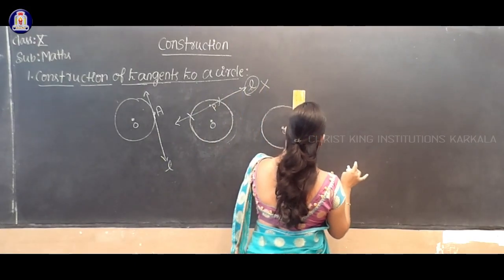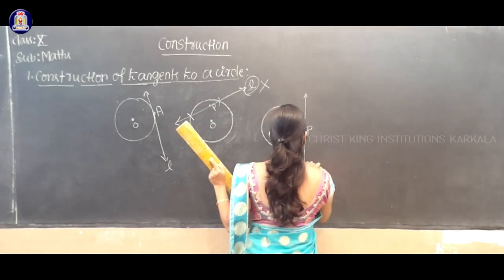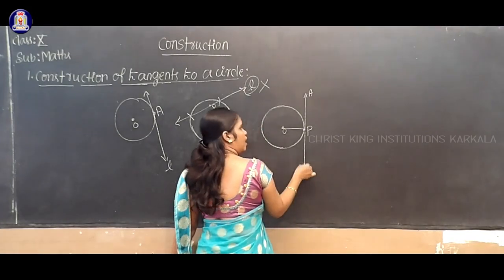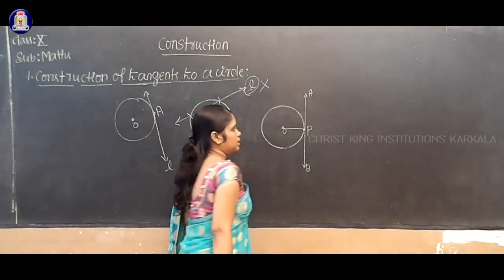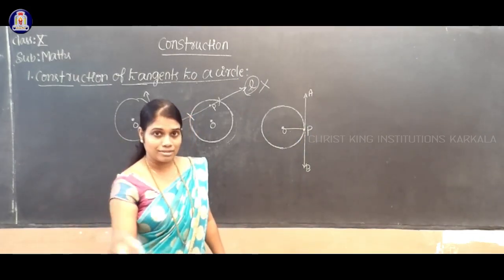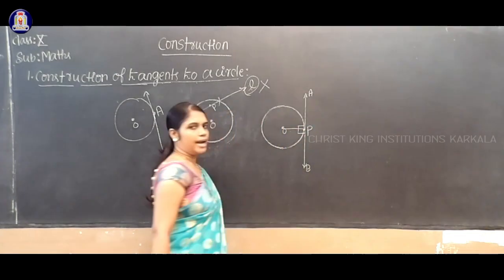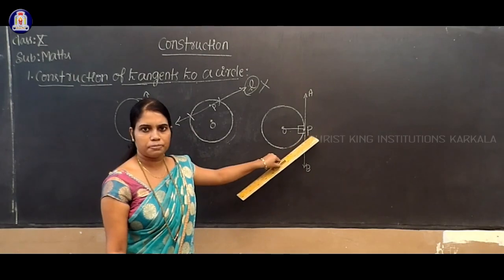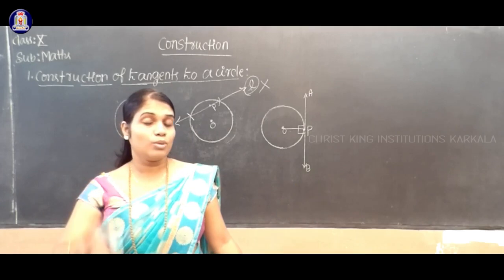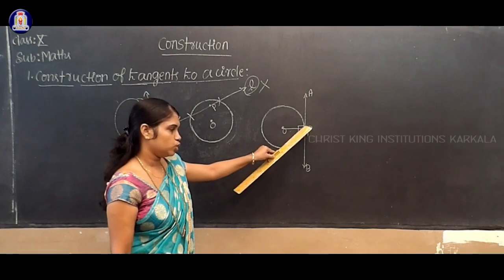Now, if I draw a perpendicular line to that radius, I'll mark it as AB. This AB will be a tangent to this circle at the point P. We have already proved that theorem: tangent and radius are perpendicular at the point of contact P, isn't it? Therefore, if I consider one point on this circle, then only one tangent can be drawn through that point.